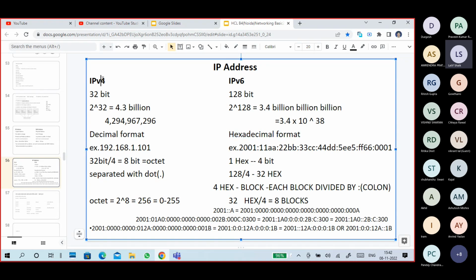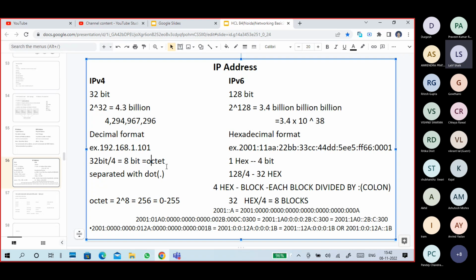So your IPv4 is 32-bit. To write it in decimal format, there are four parts, and each part is 8-bit in size, divided by dots. So totally four 8-bit parts, 32-bit in total. Each part we call an octet because it is 8-bit, and the octets are separated with a dot.